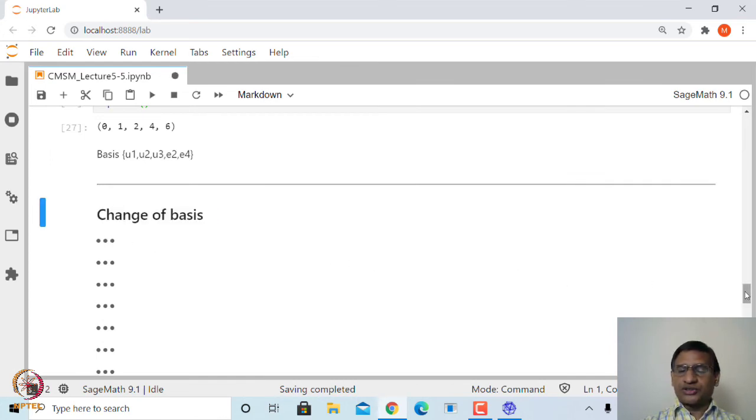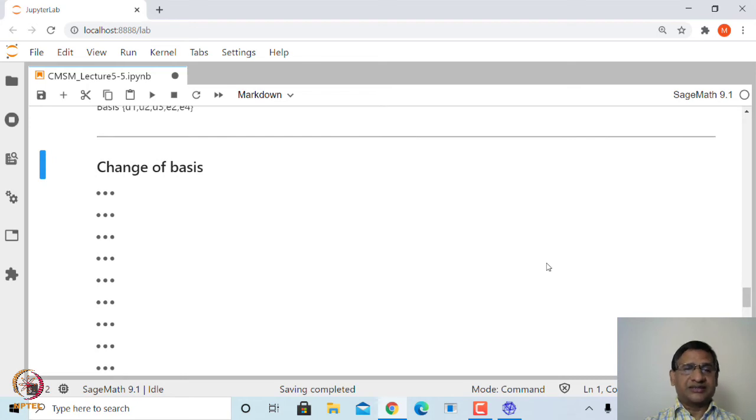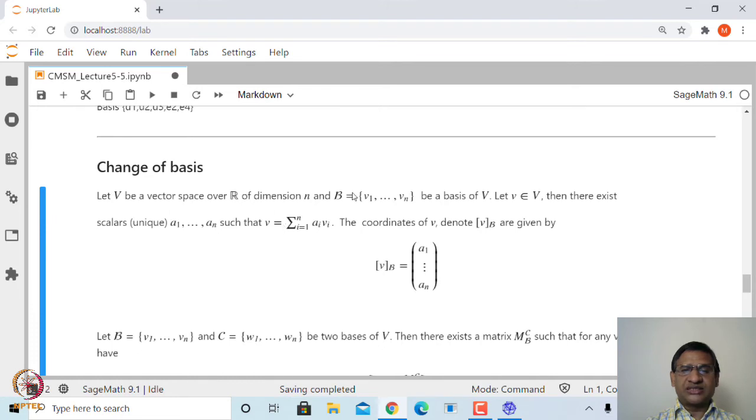Another thing which you can see, suppose you are given 2 bases and take any vector, you can find the coordinate with respect to one basis, the coordinate with respect to another basis, and how are these coordinates related. Let us say B1 and B2 are 2 bases of vector space V. That is what we want to look at. So if you have, let us say, 2 bases, B and another basis C, B is V1 to Vn, C is W1 to Wn.